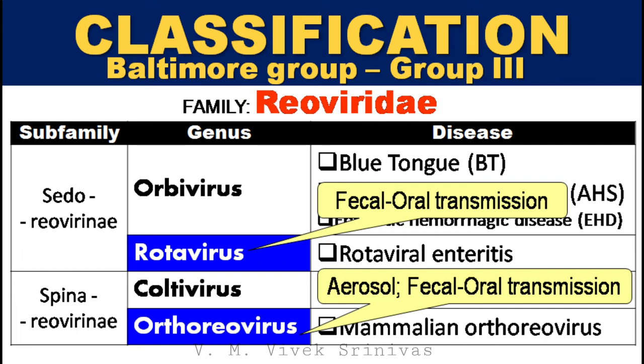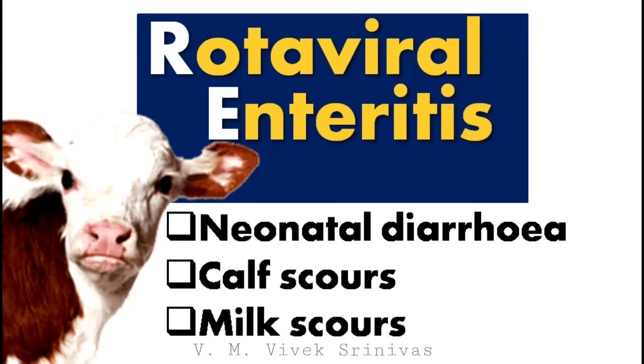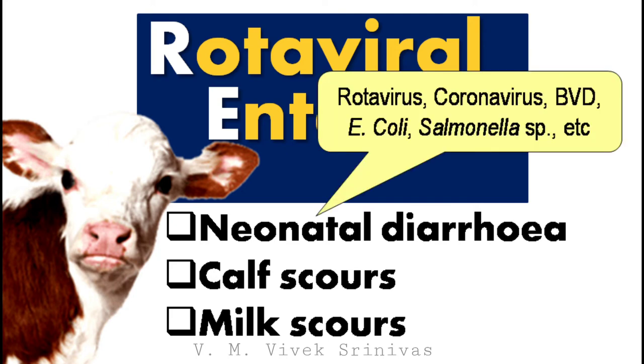In this lecture we will discuss in detail rotaviral enteritis. The other names for this infection are neonatal diarrhea, calf scours, and milk scours. Neonatal diarrhea or calf scours is not a single disease, it is a clinical sign also associated with other causative agents, apart from rotavirus, such as coronavirus, bovine viral diarrhea, E. coli, salmonella, and some others, characterized by diarrhea. It can also be caused from a non-infectious background.